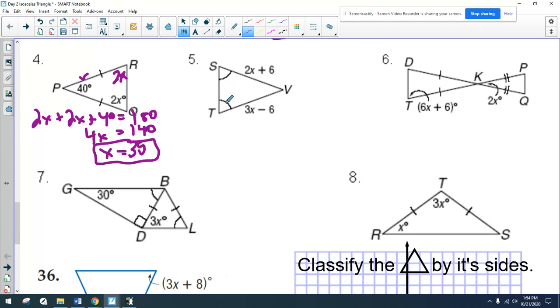Okay, next. If these two angles are equal, that makes this the vertex angle. So these are my 2 sides that are equal. If those are equal, set them equal. So if these 2 things are equal to each other, subtract the 2x from the 3x to get 1x, add 6 to 6 to get 12.